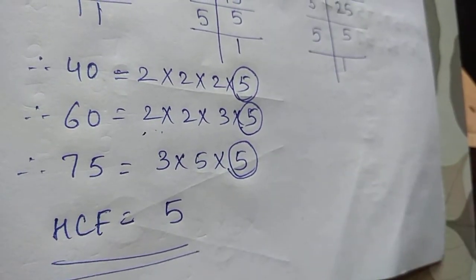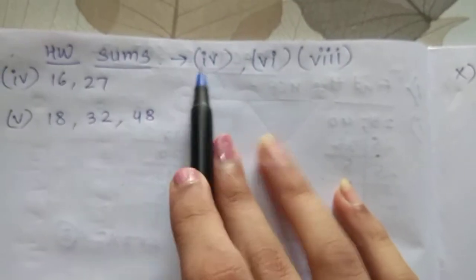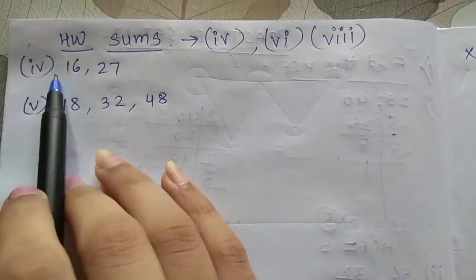Let's move ahead. Now note down your homework sums. Sum numbers 4, 6 and 8 are your homework sums. So the fourth sum is for homework.